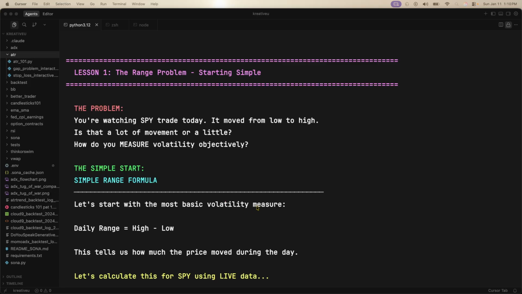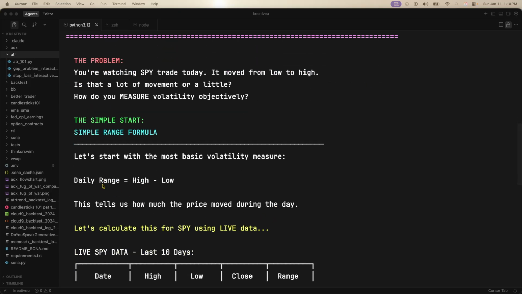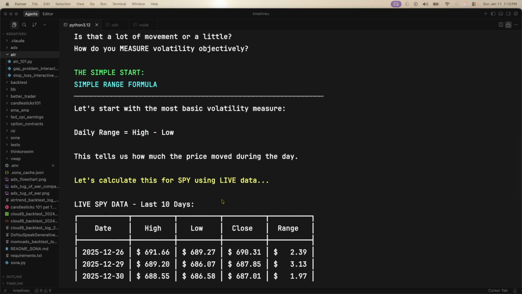Let's start with the most basic volatility measure. The daily range is the high minus the low. In order to get the daily range, we use the high minus the low, and this tells us how much the price moved during the day. Let's calculate it using actual SPY data. SPY is the S&P 500, the top 500 companies within the New York Stock Exchange.